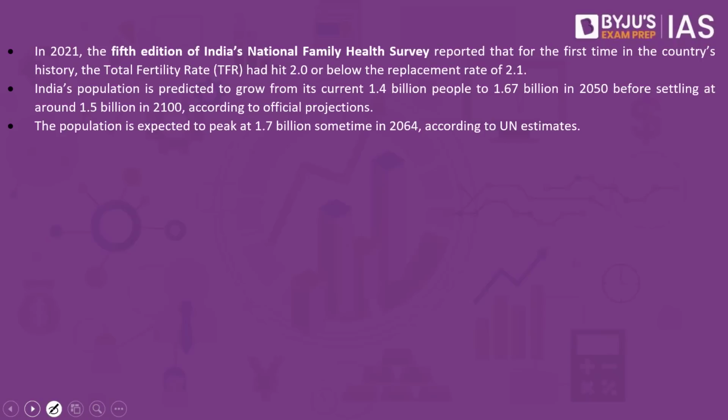If we look into the statistics, in 2021, the 5th edition of India's National Family Health Survey reported that for the first time in the country's history, the total fertility rate had hit 2 or below the replacement rate of 2.1. India's population is predicted to grow from its current 1.4 billion to about 1.67 billion in 2050 before settling at around 1.5 billion in 2100 according to official projections, and the population is expected to peak at 1.7 billion sometime in 2064 according to the UN estimates.